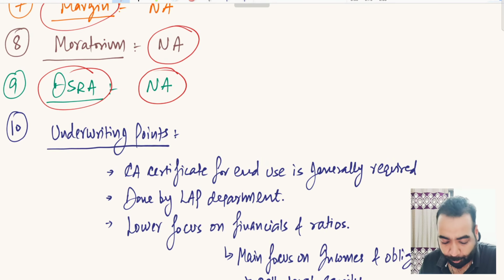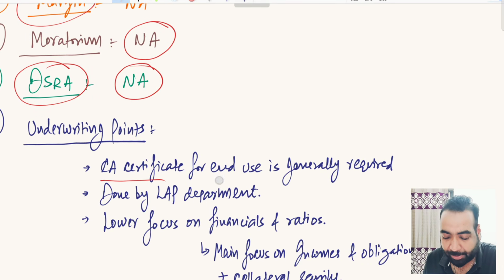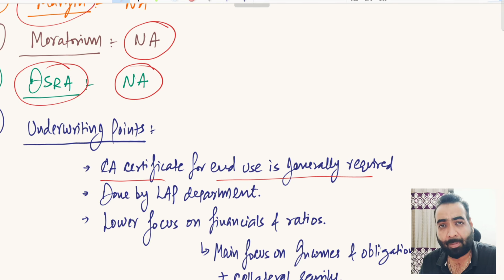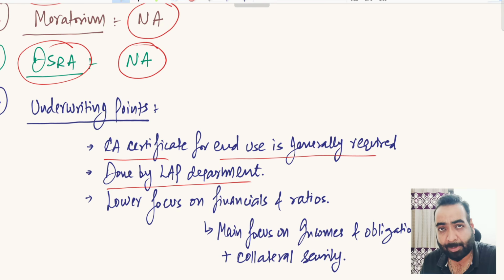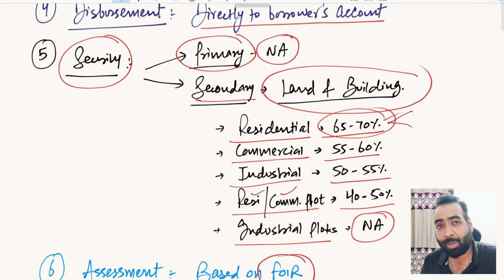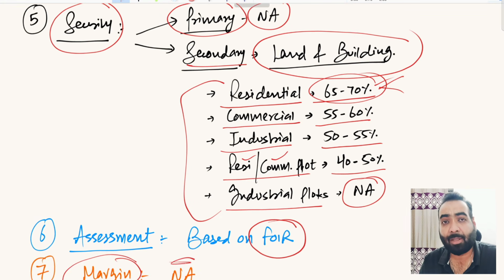So what are the key underwriting points? A CA certificate of end use is generally required in this type of loan. Many NBFCs that I have worked with after leaving my bank take proper end use proof for the LAP product. It is done by the LAP department, as I have already explained to you. This product, friend, is purely based on your income and the collateral. If you have a sufficient and concrete source of income, I am repeating the words, sufficient and concrete, that can repay the loan, and you have good collateral to offer which meets the collateral norms, you can get the loan easily.